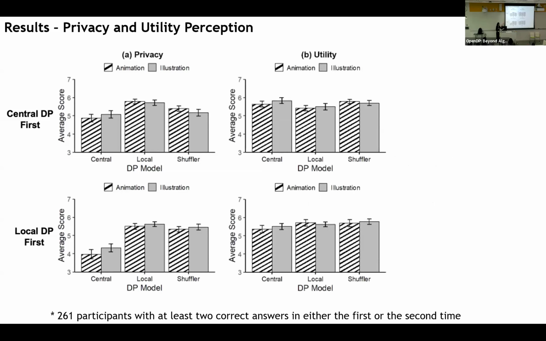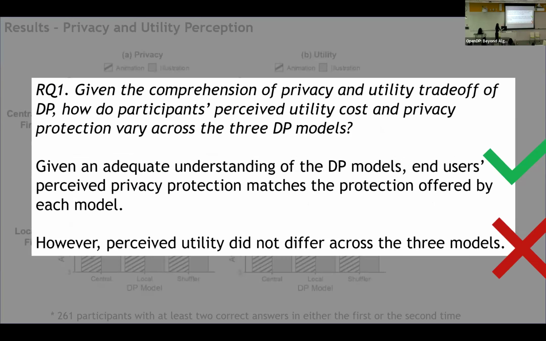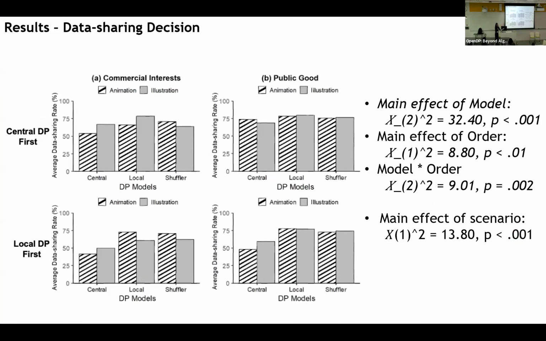For the utility cost, in general, we didn't find any significant difference here. And this is a summary of the previous results. And here are the data sharing results. In general, it follows the same pattern. We find the main effect of model, the order, and then the two-way interaction.